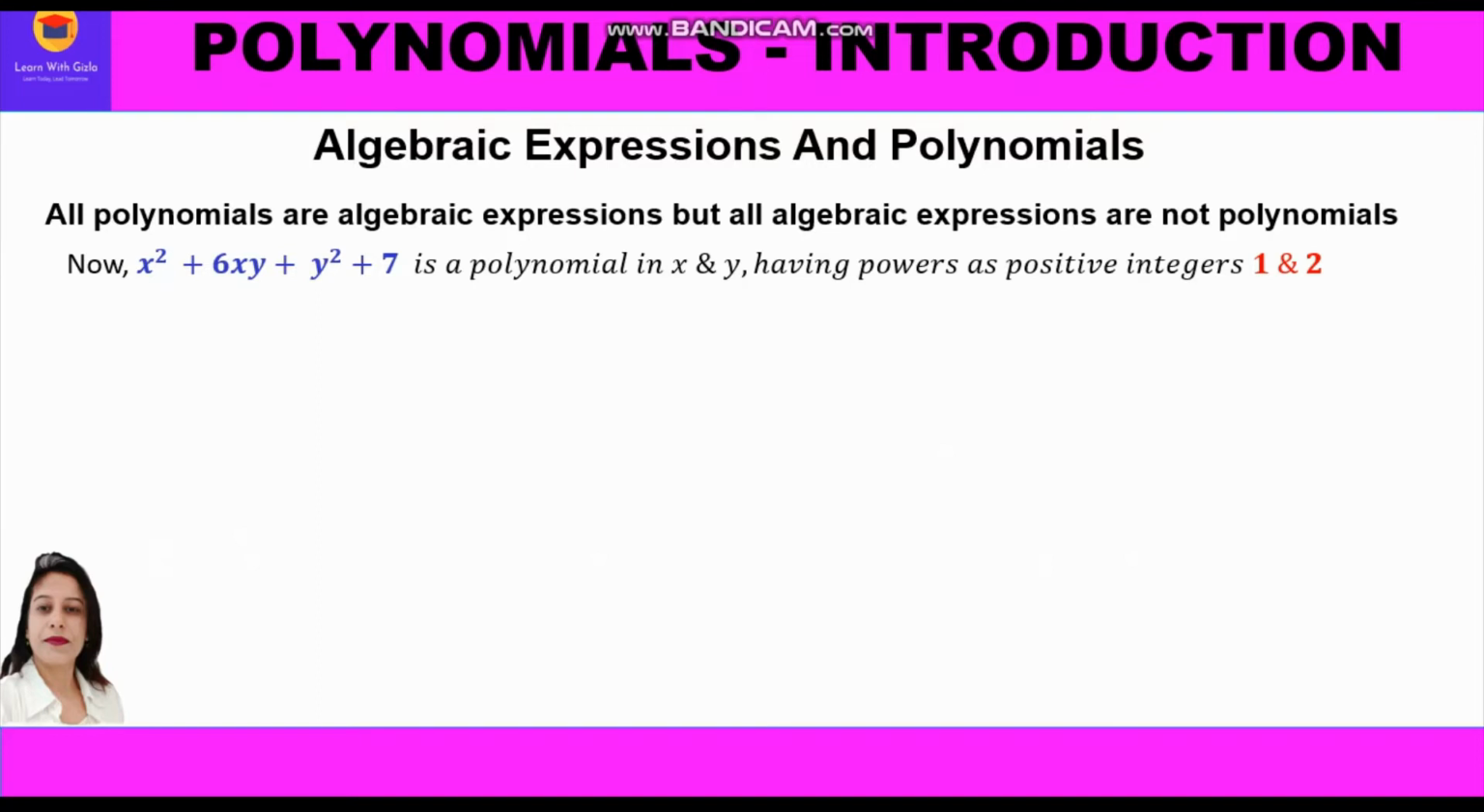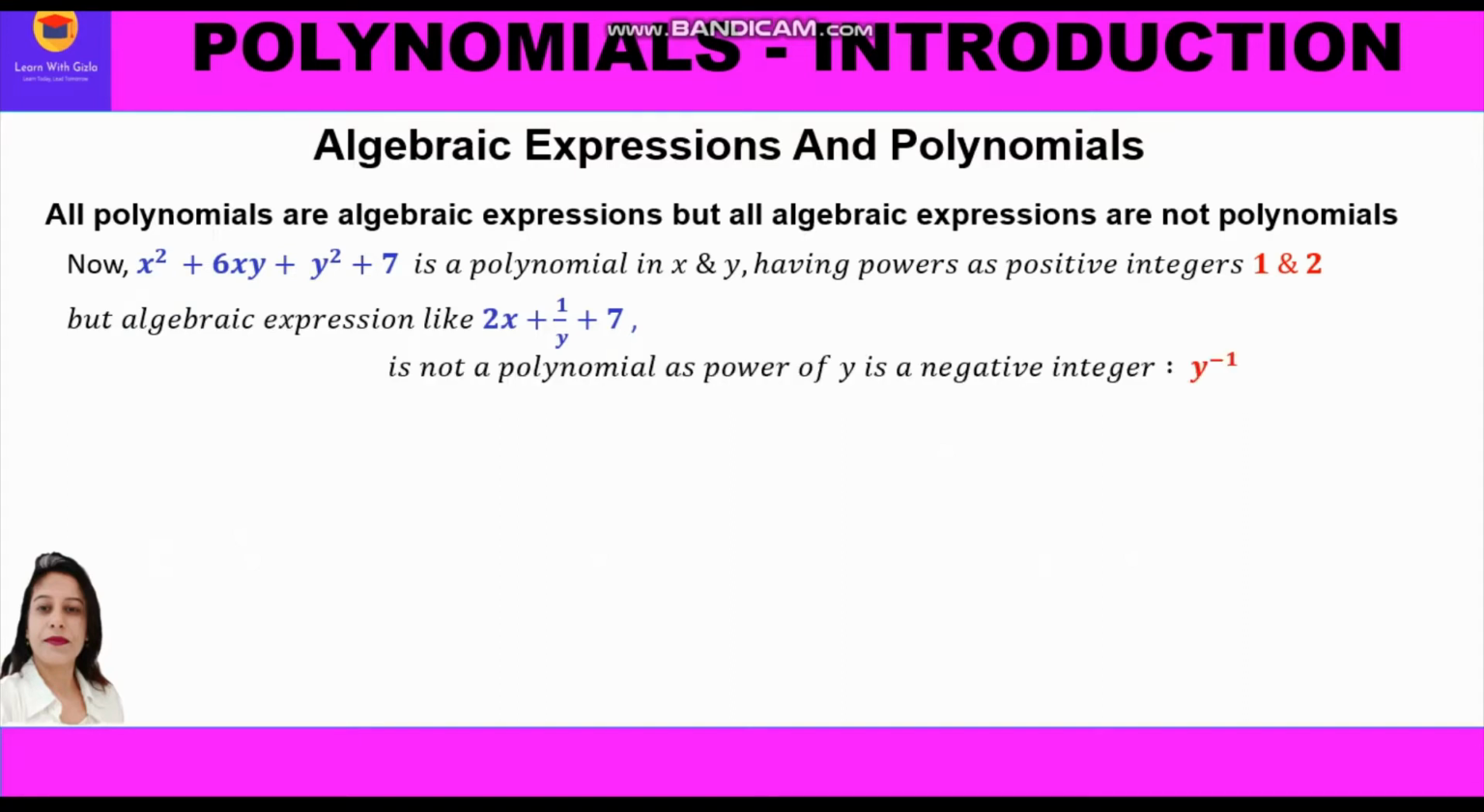So let us take a few examples and understand. Say, for example, x square plus 6xy plus y square plus 7 is a polynomial in x and y having powers as positive integers 1 and 2. But an algebraic expression like 2x plus 1 by y plus 7 is not a polynomial, as the power of y is a negative integer. That means it is y raised to power minus 1. So the moment we have a negative integer, it becomes an algebraic expression, but we cannot say it is a polynomial. Let us take another example.